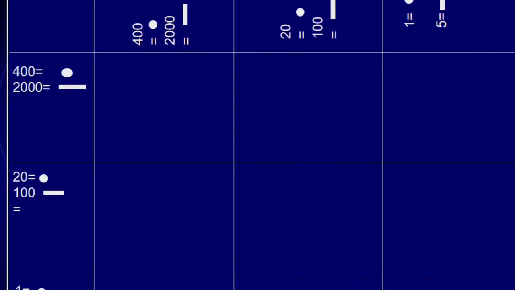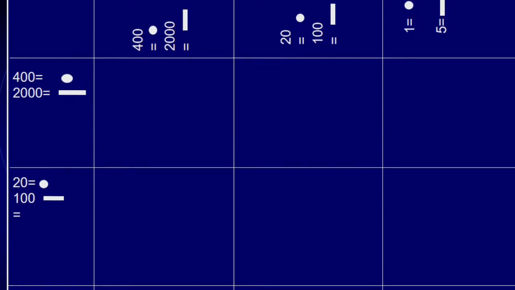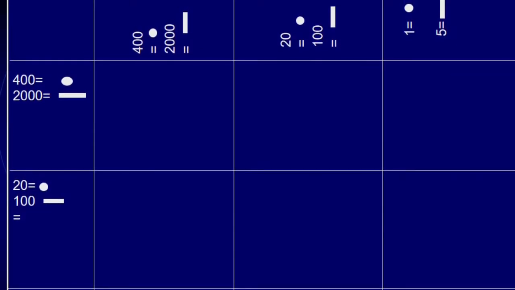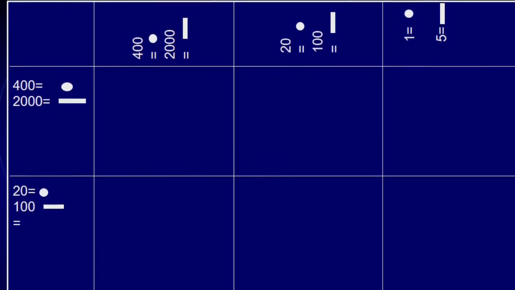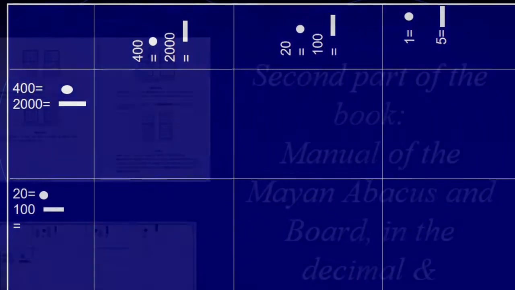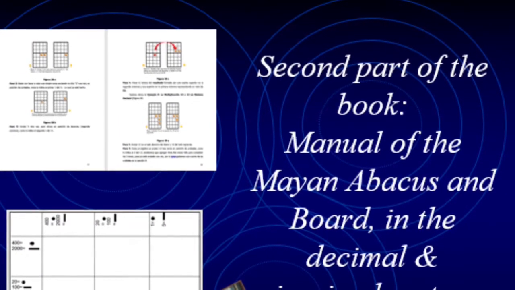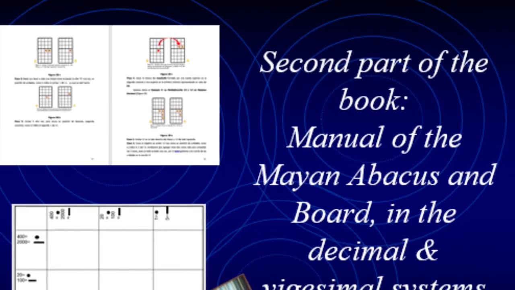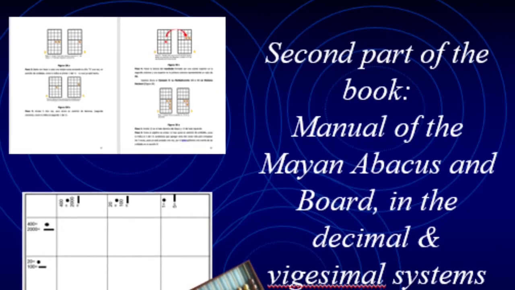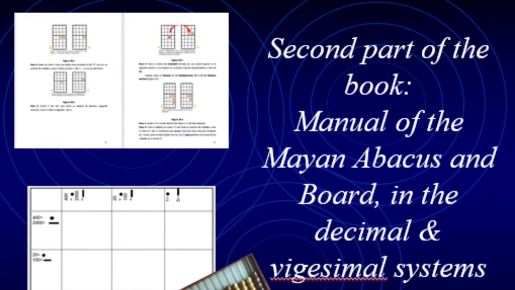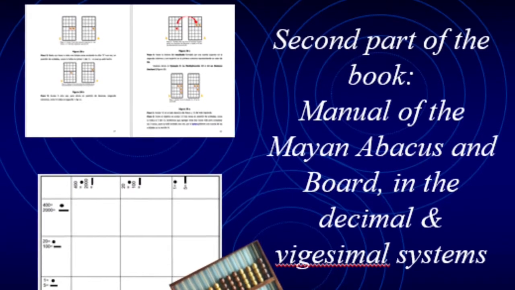This system of the board, I find it easier to teach, especially with small kids. And later, we'll pass on to the abacus that requires a more elevated structure in your mind. So in the book also, in the second part, I also present the Mayan board and several examples of additions, subtractions, multiplications, and divisions, using this simple board as a child's game.